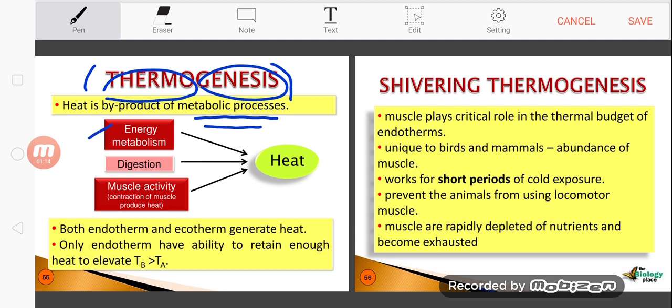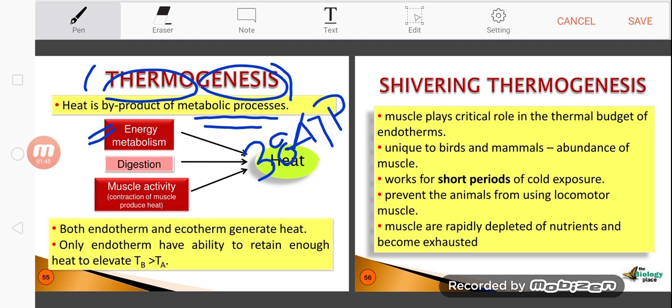First is the energy metabolism. This one you can relate with glucose used by the cell to get ATP, the energy. Okay, during this catabolism of glucose, the cell will produce a lot of ATP. If you remember, 38 or 36.